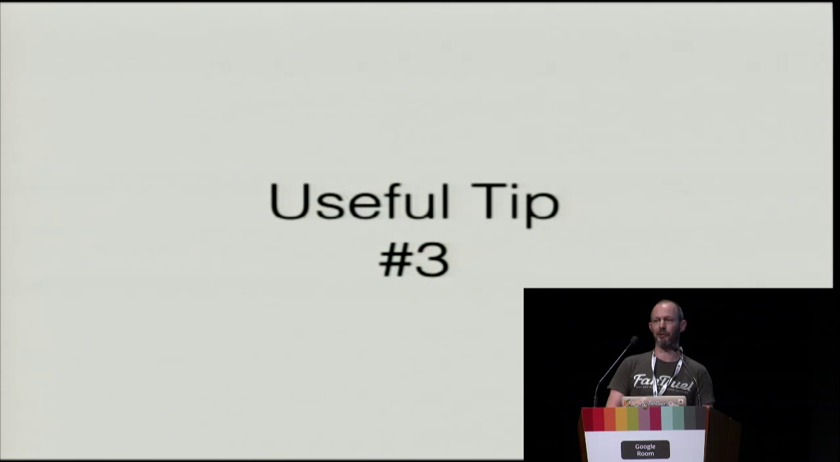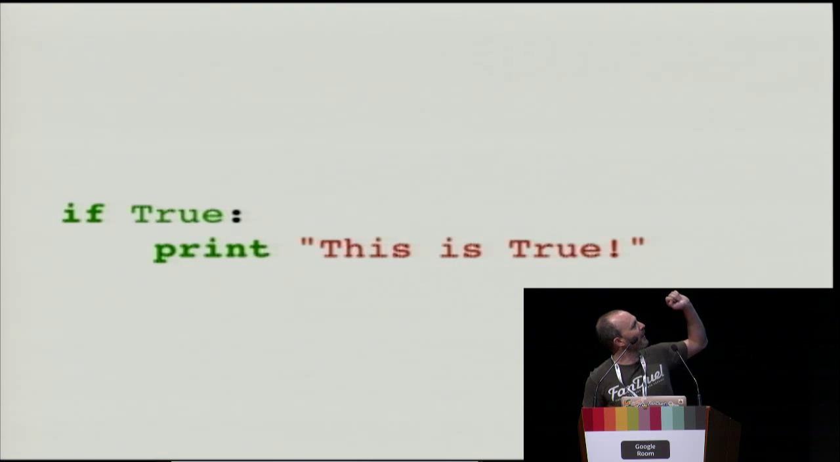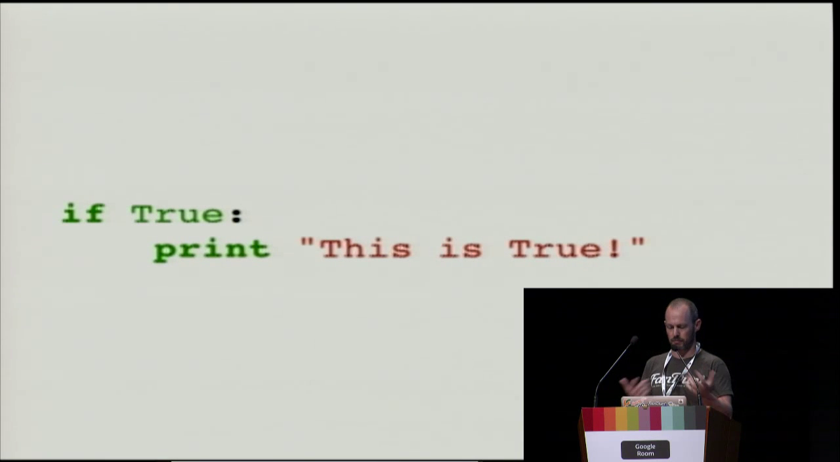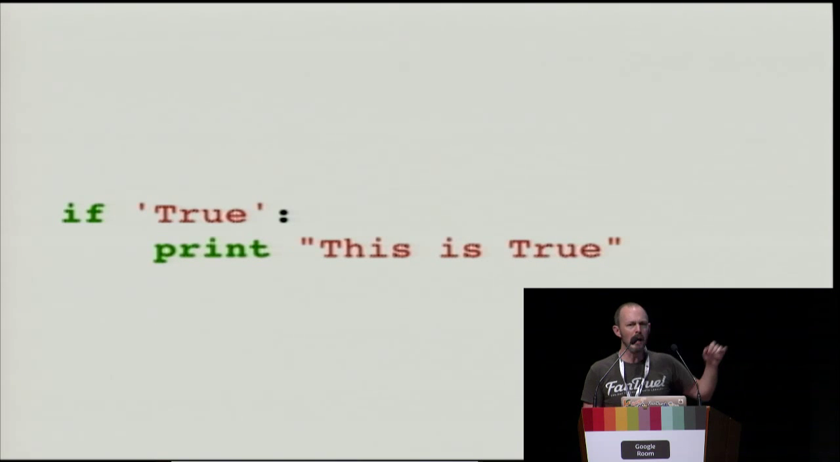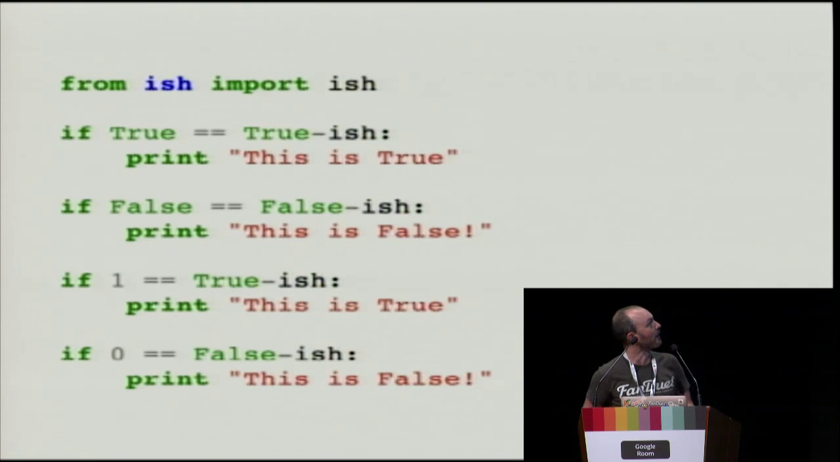Useful tip number 3. I bet you can't wait. So Booleans, they're OK. I mean, types are all right. I quite like types. I used to be a Java programmer, so I'm quite experienced with types. If you have a Boolean and you want to test this, it's OK. But sometimes you don't have a Boolean. Sometimes you've got a string. And Python's quite good, this works. But unfortunately, this also works. So this isn't ideal. So I've created a library called ish, which you'll be pleased to know.